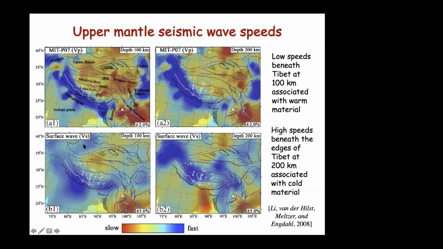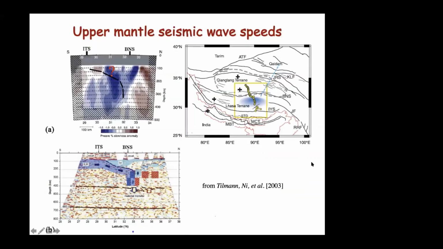So this is S waves determined from surface waves at 100 kilometers and 200 kilometers. And what you see is high speeds, presumably cold material under the Himalaya and southern Tibet, and low speeds in the north. And as you go deeper, this high speed region encroaches in, but you still have that low speed region in the north. So what do we get from tomography? I'm going to show you, I think it's 4 different studies, and you can choose what you like if you want. This was one of the early ones.